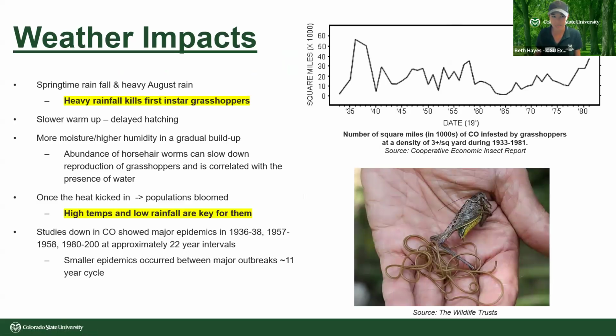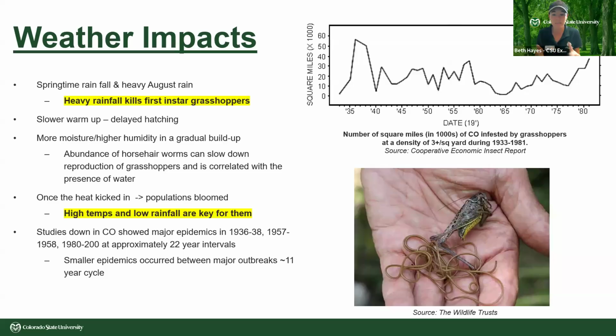If we get springtime rain, and then heavy rain in the fall, like August, that is a big deal because it will slow them down in the springtime. It can kill first instar grasshoppers, which is based off their wing pad size. So that's like that first, second molt, depending on species. And then in the August, in the fall, it can impact maturity rates and then how well the female can lay eggs.